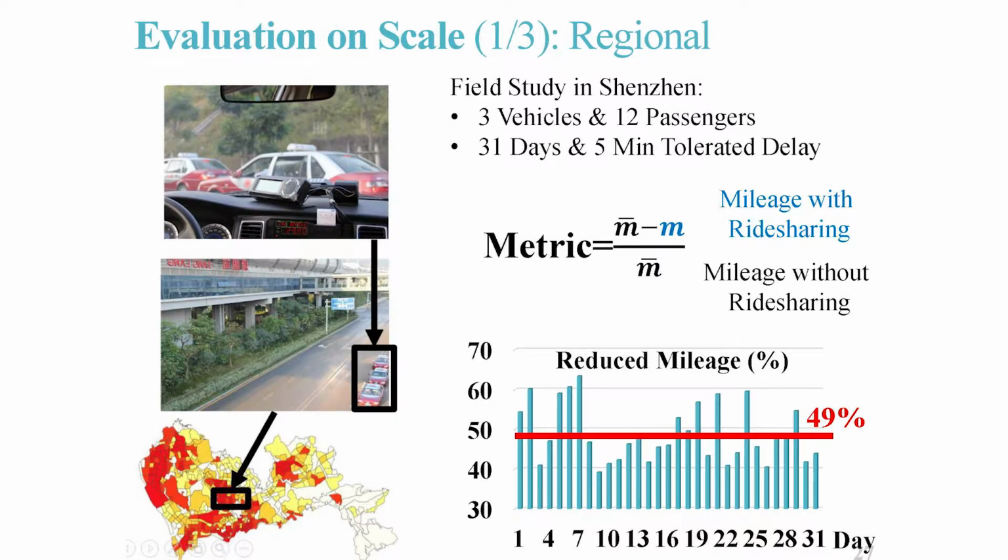Since we combine 2 passengers, if those 2 passengers have the same origin and the same destination and we combine them together, the total mileage will be half. That's how we reduce the mileage here. So this is the result for the 31 days, shown as bars, and the y-axis indicates the percentage of reduced mileage. On average, we can reduce the mileage by 49%, almost cutting it in half. Since every vehicle can host at most 4 passengers, that's why we can almost cut the mileage in half.